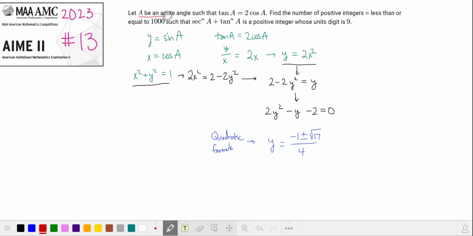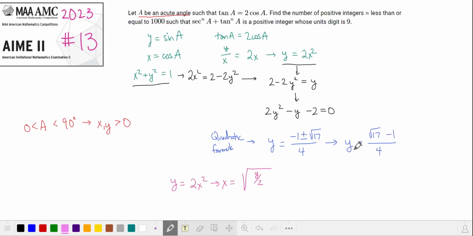We are given that a is an acute angle, which means that the sine and cosine are going to be positive. So we'll take the positive value of y here. We can use either of these equations to solve for x. Let's use this one. When we plug in our value of y and simplify, we end up with the square root of 17 minus 1 in our numerator and 2 root 2 in the denominator.